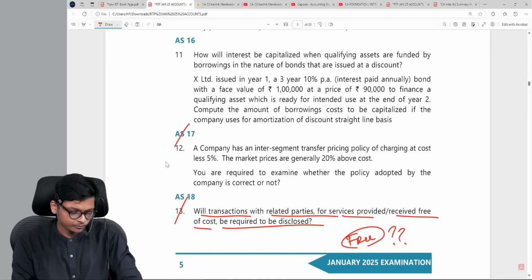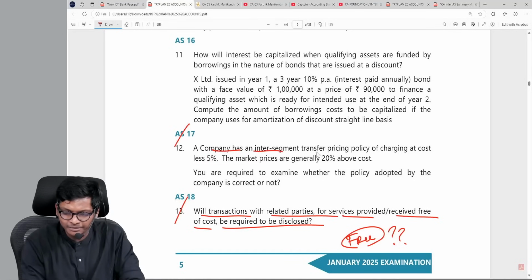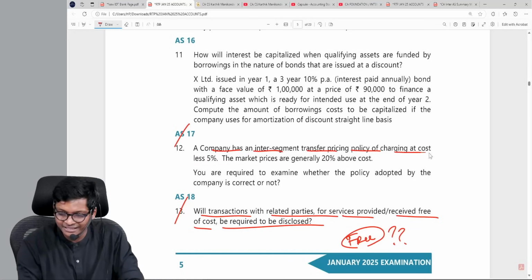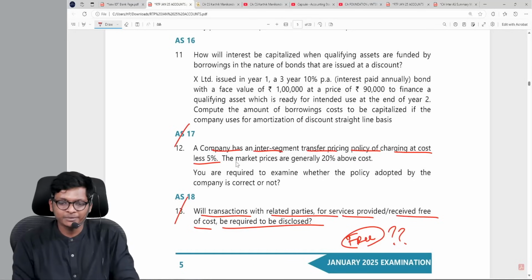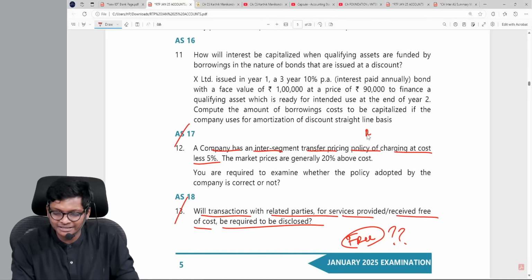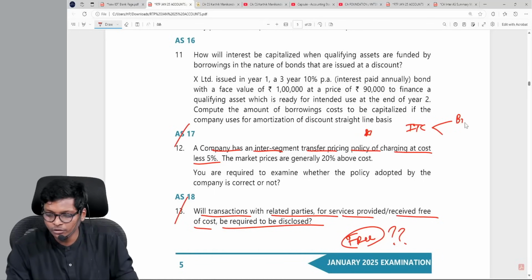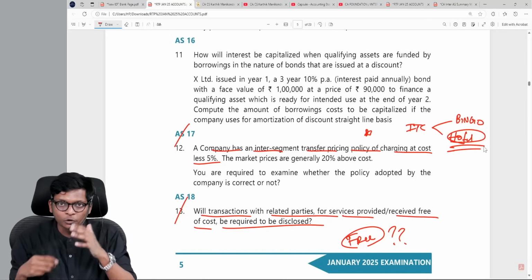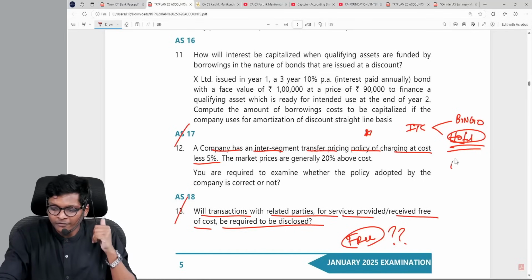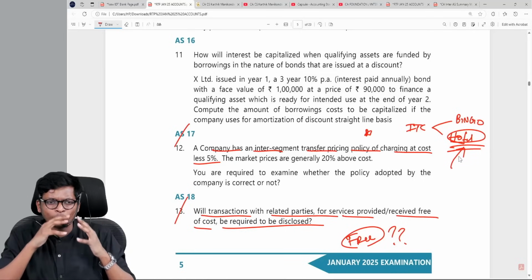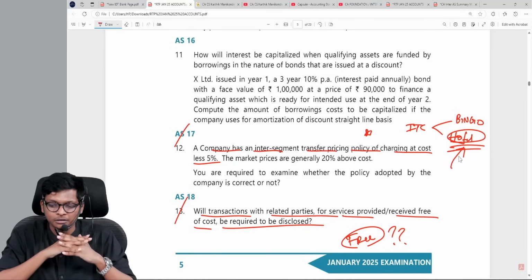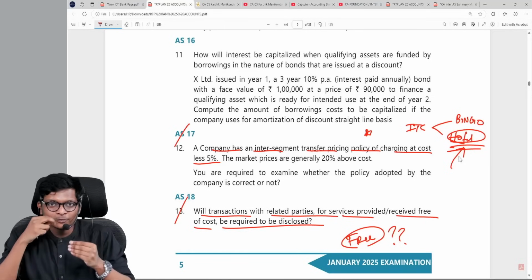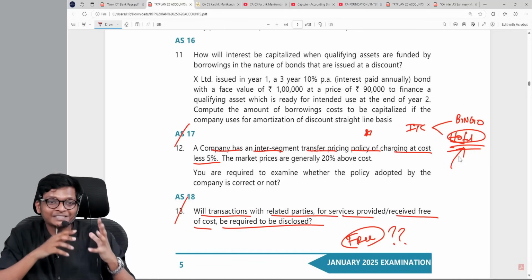AS 17. A company has an inter-segment transfer pricing policy of charging at cost less 5%. Segment reporting, now from, let's say, one segment, let's take ITC. ITC has a Bingo chips department, and ITC has hotels. Now, when you go to ITC, book a room for 20,000 rupees per day, when you can afford that, it's the most luxury stay in India. When you enter the room, they will give you free Bingo chips. Free chips for paying 20k.